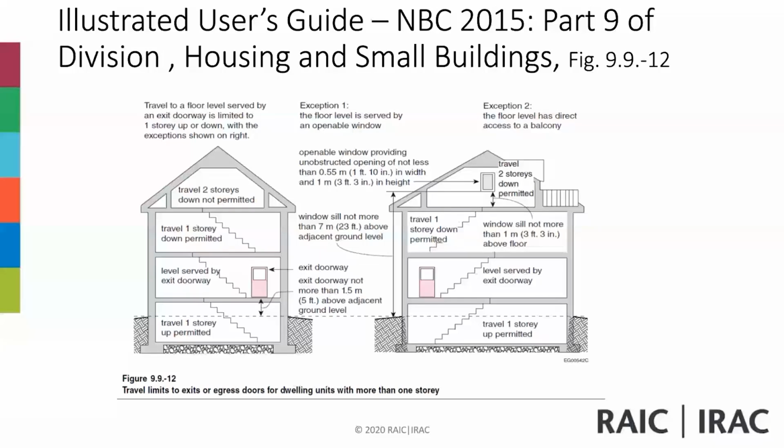No, it's not either or. The balcony is required. The egress door is always required. So if this area is occupied and you want to go down two levels, you need to provide a balcony for this area. So let's go to the provision related to that. That's in 9.9.